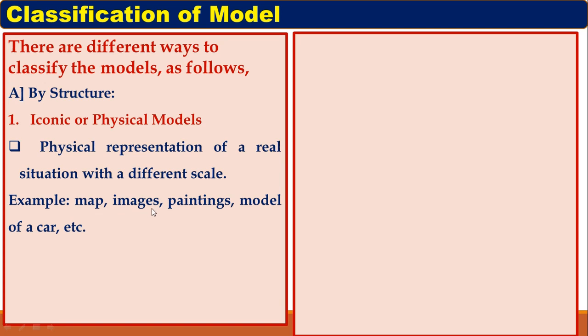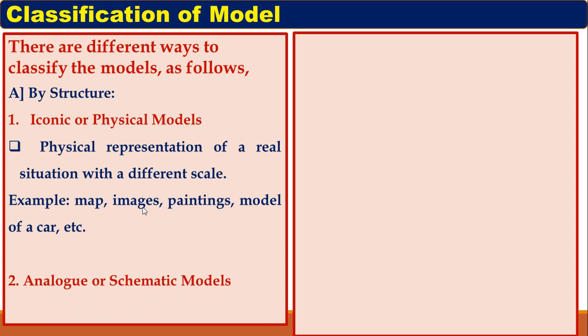In all these examples, the size of the real system is different, and the size of that system, which is represented in the form of maps, images, paintings, or physical models, may be a reduced one. These are produced just for the analysis purpose.